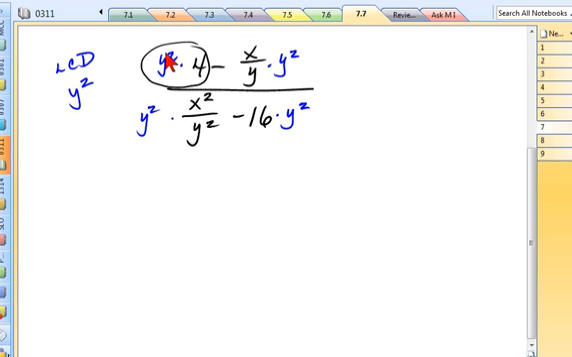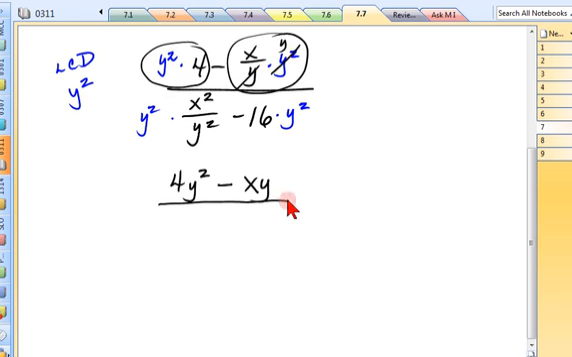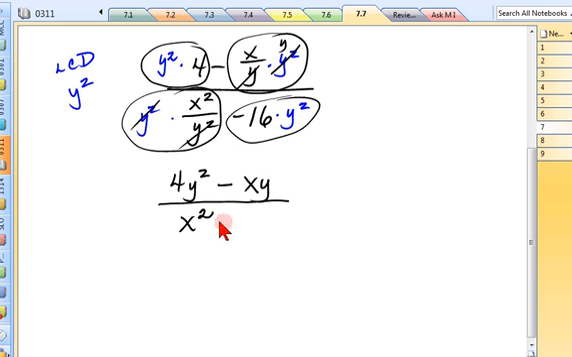What will I get as the first product? Okay, 4y squared. No dividing out. Second product, this y divides out with one of those y's, leaving a y, so that is xy, over, next one, the y squareds cancel out, and I have x squared. The last one, minus 16y squared.